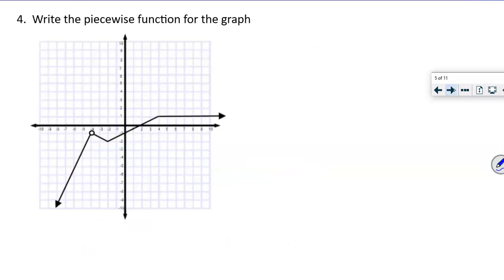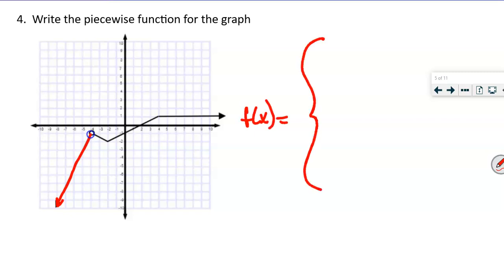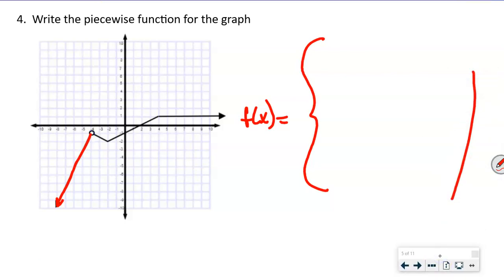So this one says write the piecewise function for the graph. So what we're going to do with these is work through them a piece at a time. The first one we're going to work through is this one right here. What we want to do first is write f of x equals, and we're going to write our piecewise statement here.